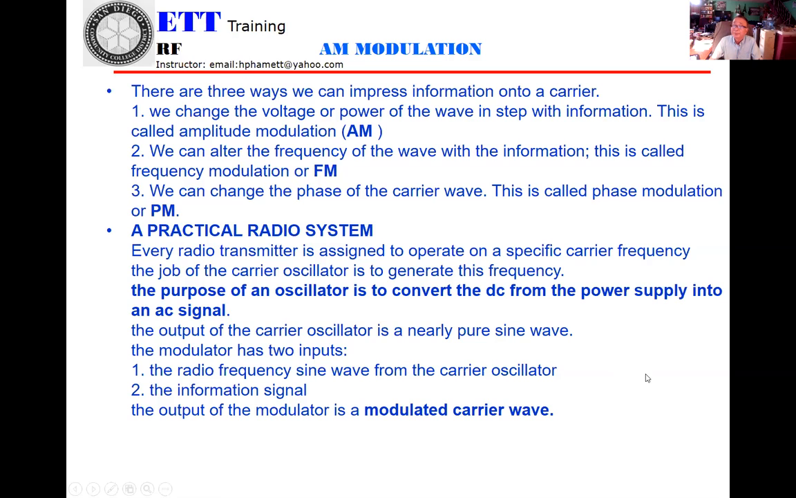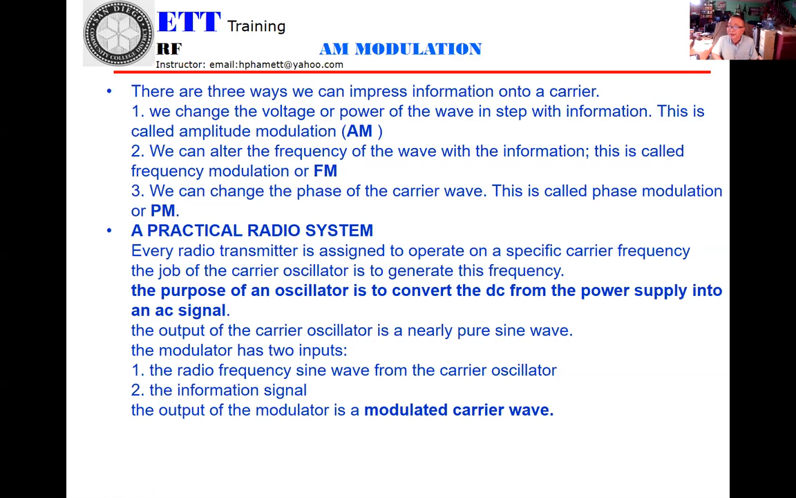Every radio transmitter is assigned to operate on a specific carrier frequency. The job of the carrier oscillator is to generate this frequency. So that's why you can say you're tuning to an AM radio. They already have these different channels. Okay? 760 or whatever, they already have a separate frequency for each station.